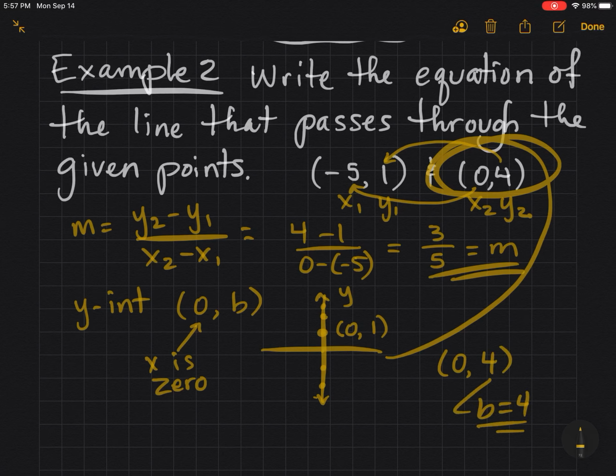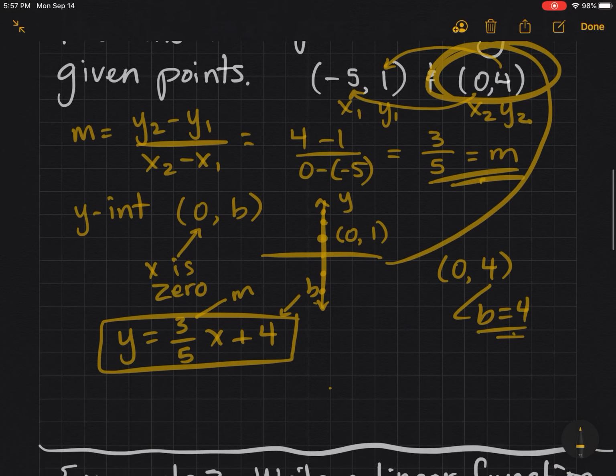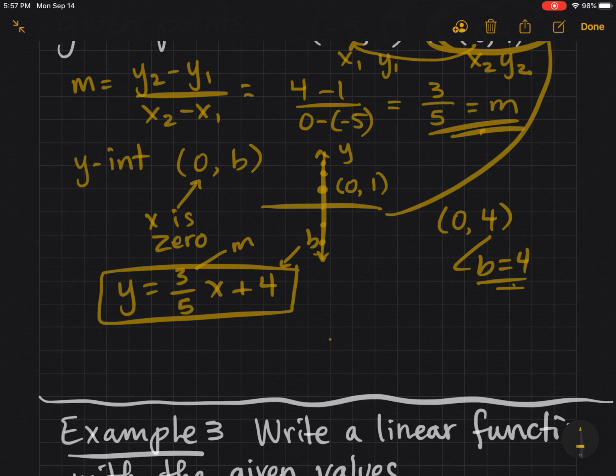So now I know the slope and the y-intercept, and I can write my equation. y equals mx plus b. That's my m, and that's my b. Boom. We could hit the button. That was easy.